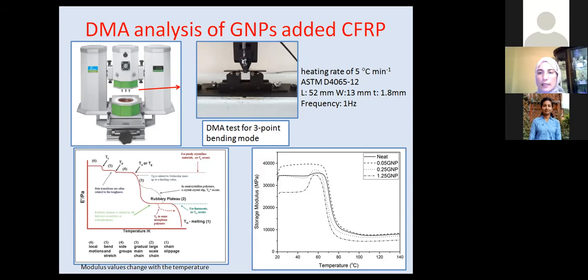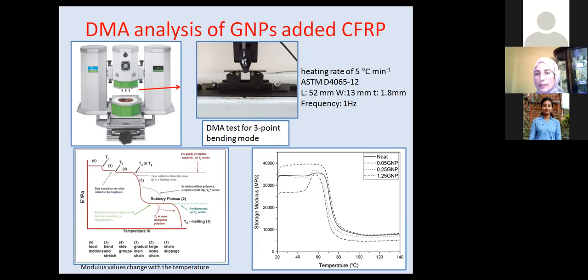Here we can see the commercial graphene containing samples' storage modulus. The storage modulus is obtained from the dynamic mechanical analysis system. The storage modulus gives some information about the stiffness of the materials and the energy storage during the deformation, in an elastic manner, of the samples.